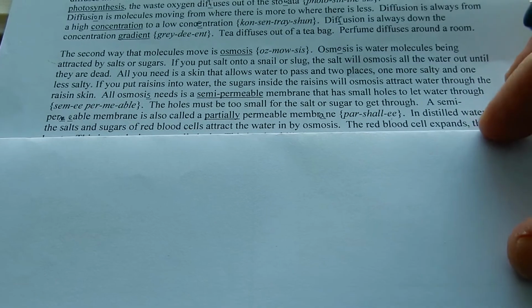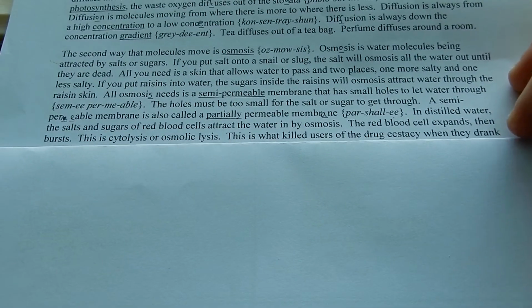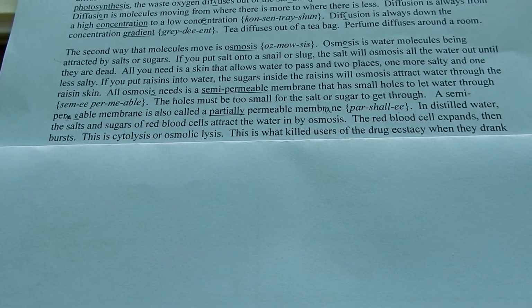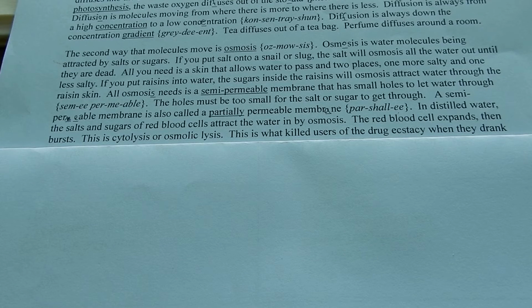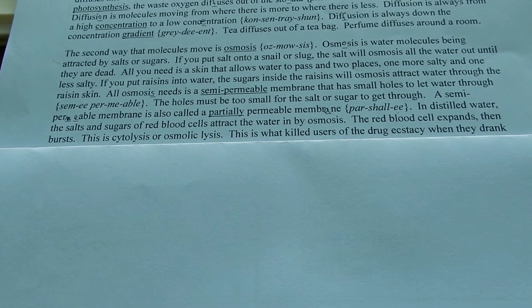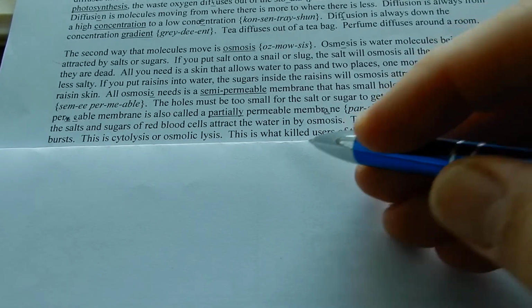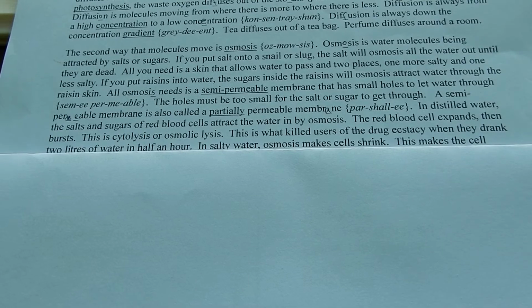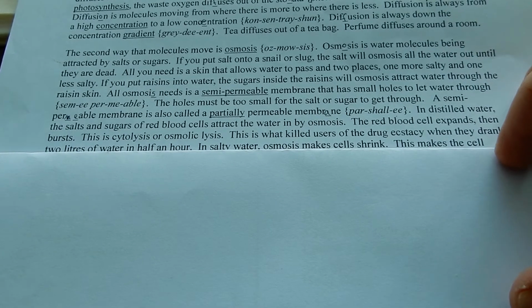In distilled water, the salts and sugars of red blood cells attract the water in by osmosis. The red blood cells expand, then burst. This is cytolysis, or osmotic lysis. This is what killed users of the drug ecstasy when they drank 2 litres of water in half an hour.